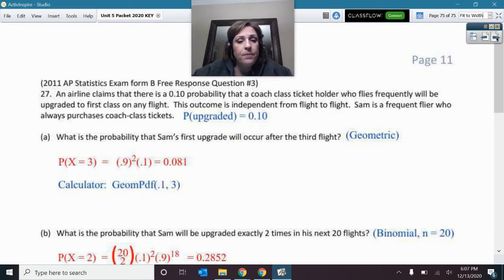It's a 2011. So we had upgrades on flights. And so we first wanted to know what's the probability it's going to happen. Oh, look, it says will occur after the third flight. So I did this wrong because I did what's the probability that it's going to occur on the third flight. So I need to fix that.